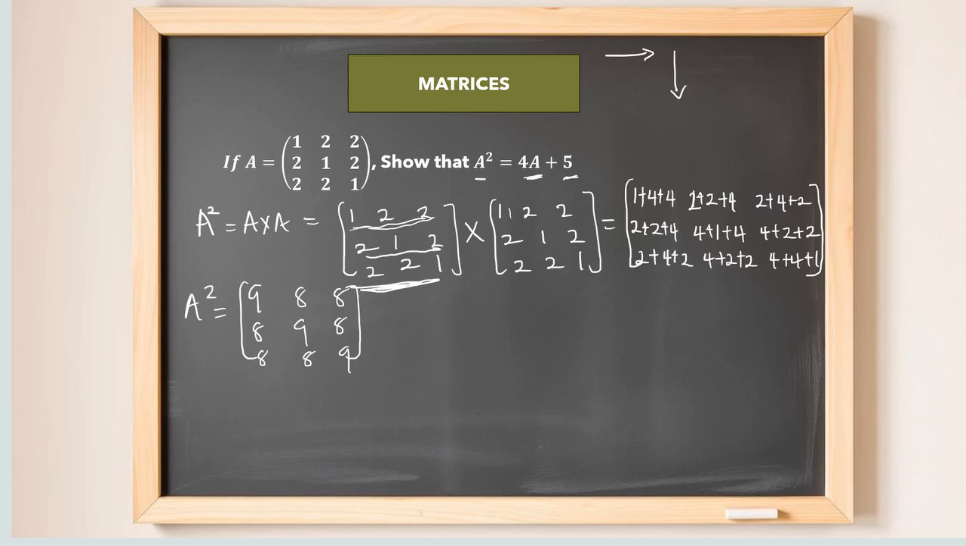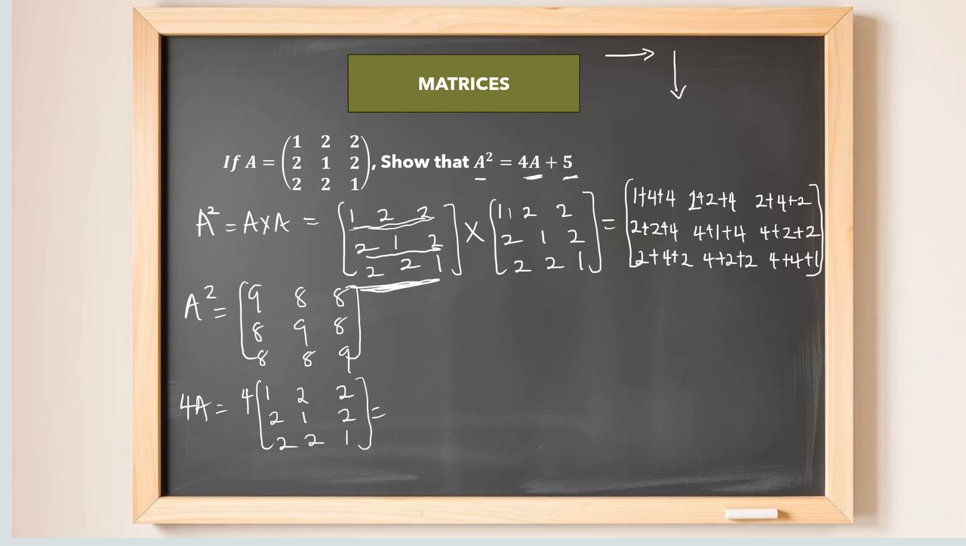This is our objective. Now to do this, we have 4A. This is scalar matrix multiplication. And then to get our 4A, it is going to be 4 multiplying the matrix A, which is 1, 2, 2, 2, 1, 2, 2, 2, 1.